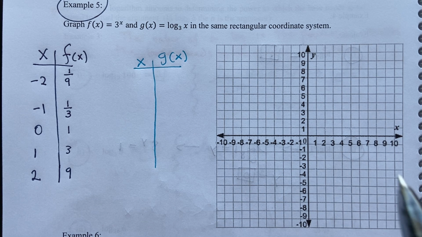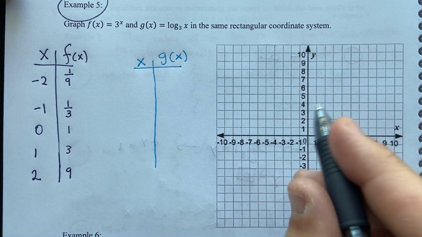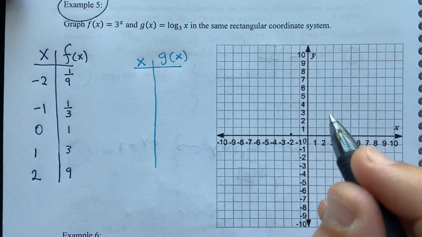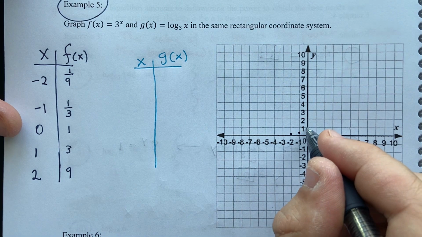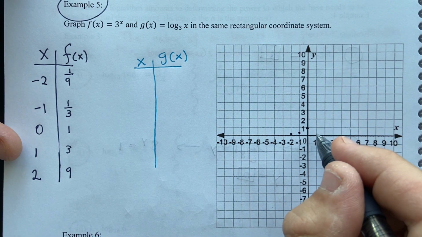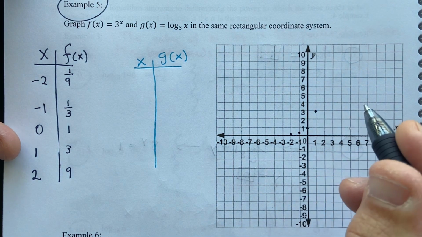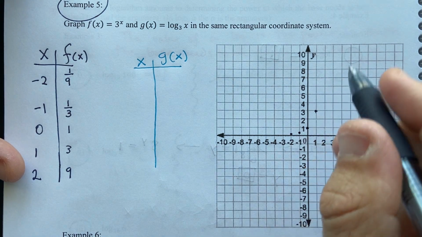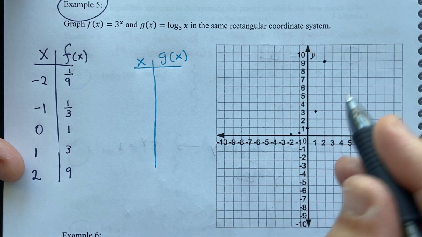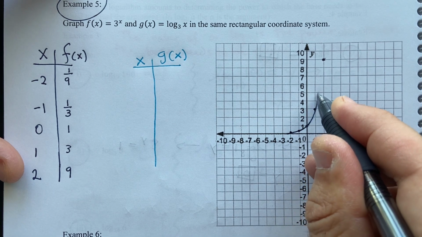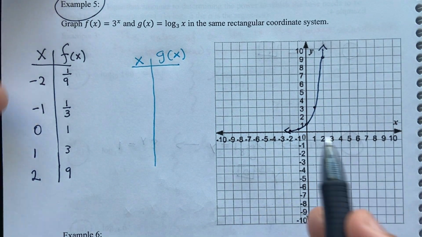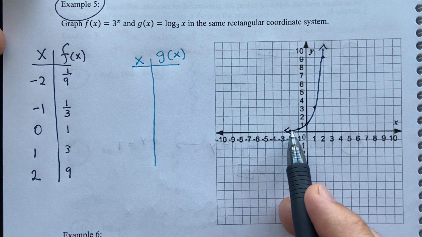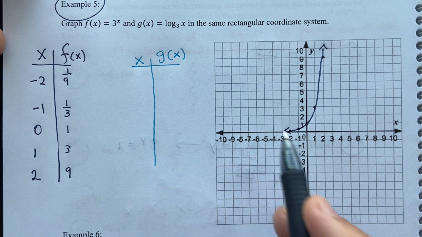Okay, so I'll go ahead and plot those. So at -2, we're just above 0. Just do your best. -1, we're at a 1/3. 0, we're at 1. 1, we're at 3. And 2, we're at 9. So we get this exponential curve, which does not come down here ever. It just gets closer and closer to 0.